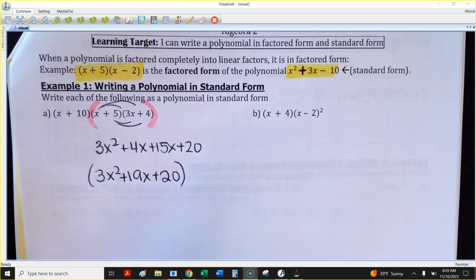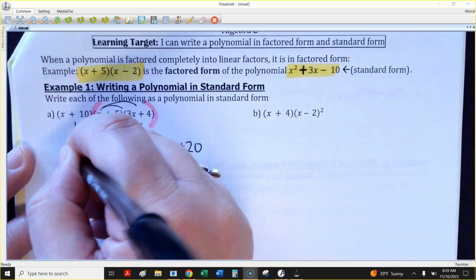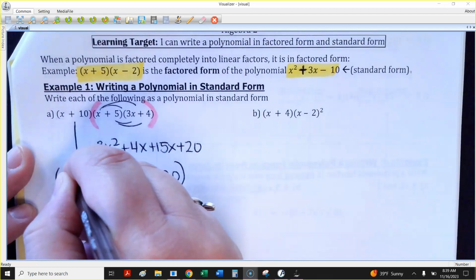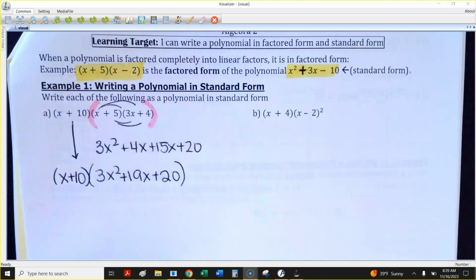Now, I'm just going to bring down this other factor. We have this x plus 10. And the reason I like to do the last 2 first is I like to put the one with the smaller number of terms first, if I can do that. So the binomial times the trinomial just makes it easier for me to do.